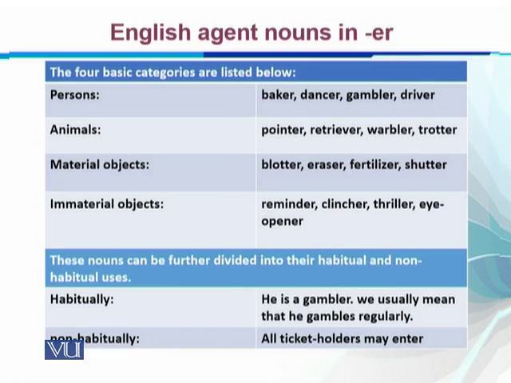Habitually: when ER is added to a verb, it refers to some habitual quality. He's a gambler, so it means that he does it as a habit. It usually means that the gambler gambles habitually. But sometimes ER is added and does not refer to habituality. All ticket holders may enter. Obviously, ticket holder is a single instance of holding a ticket, not a habit.